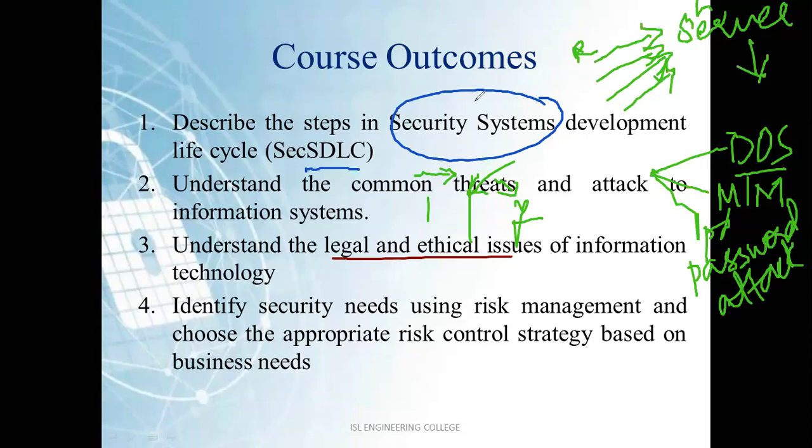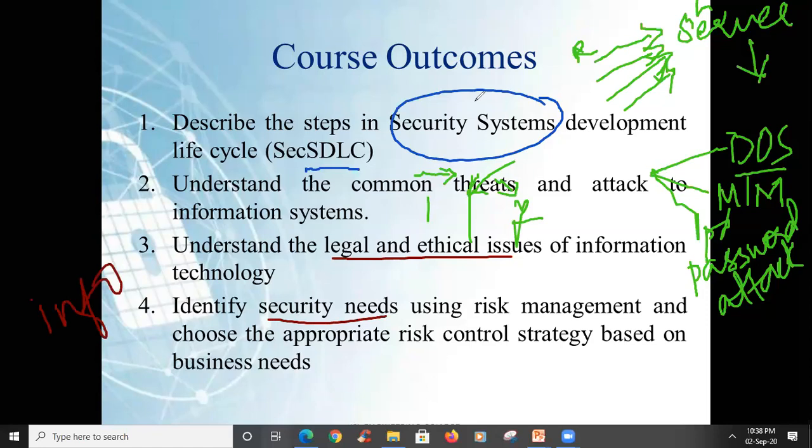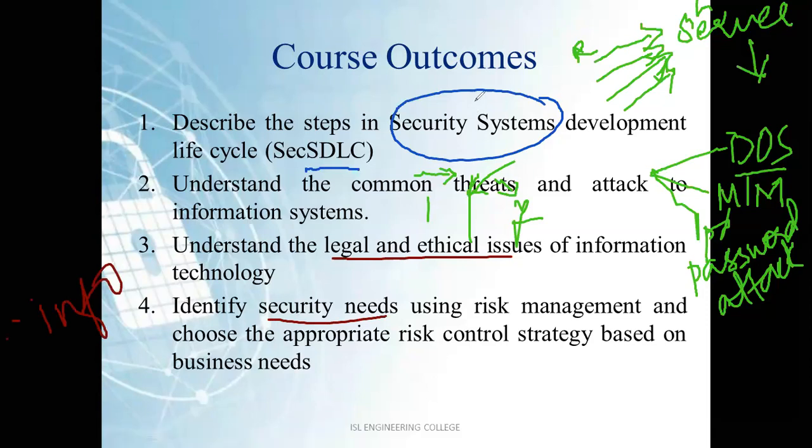Then the fourth one is to identify security needs using risk management and choose an appropriate risk control strategy based on the business needs. When you identify the different security needs, why do we require security? First, so that your personal information is secure. Or if you're working in an organization, the different functions or operations that you're performing, the entire data and all of your project information need to be secure. That is the need of security.